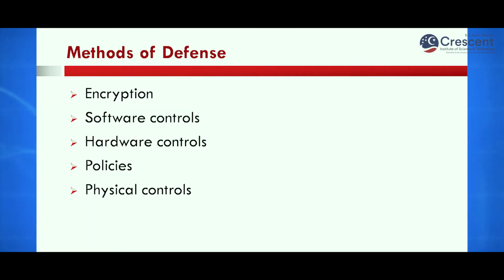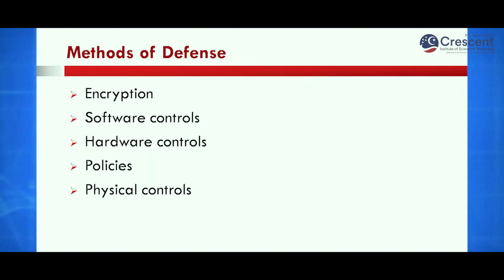So how do we achieve these security goals? By applying methods of defense in the form of encryption and decryption algorithms, which are cryptographic techniques. We also need to apply controls in the form of software, hardware, and physical level controls. Then we need to apply policies and regulations in the organization. By using these methods, we can achieve the security goals in the organization.